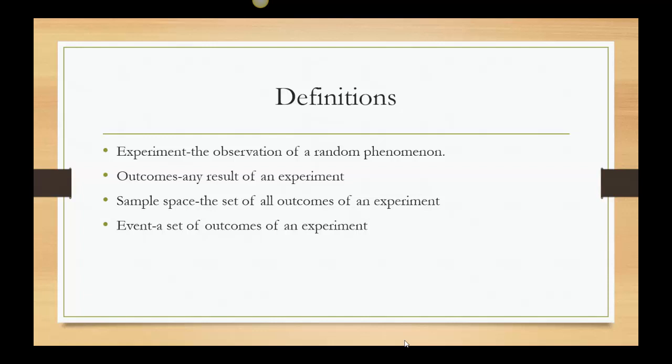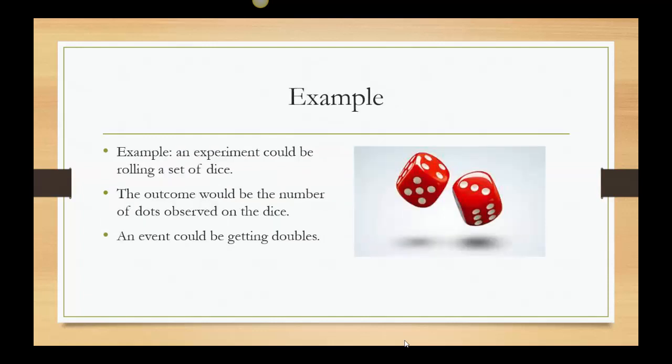The sample space is the set of all outcomes of the experiment, and an event is a set of outcomes of an experiment. So let's take an example. I could do an experiment of rolling a set of dice. The outcomes would be the number of dots observed on the dice. An event could be getting doubles.